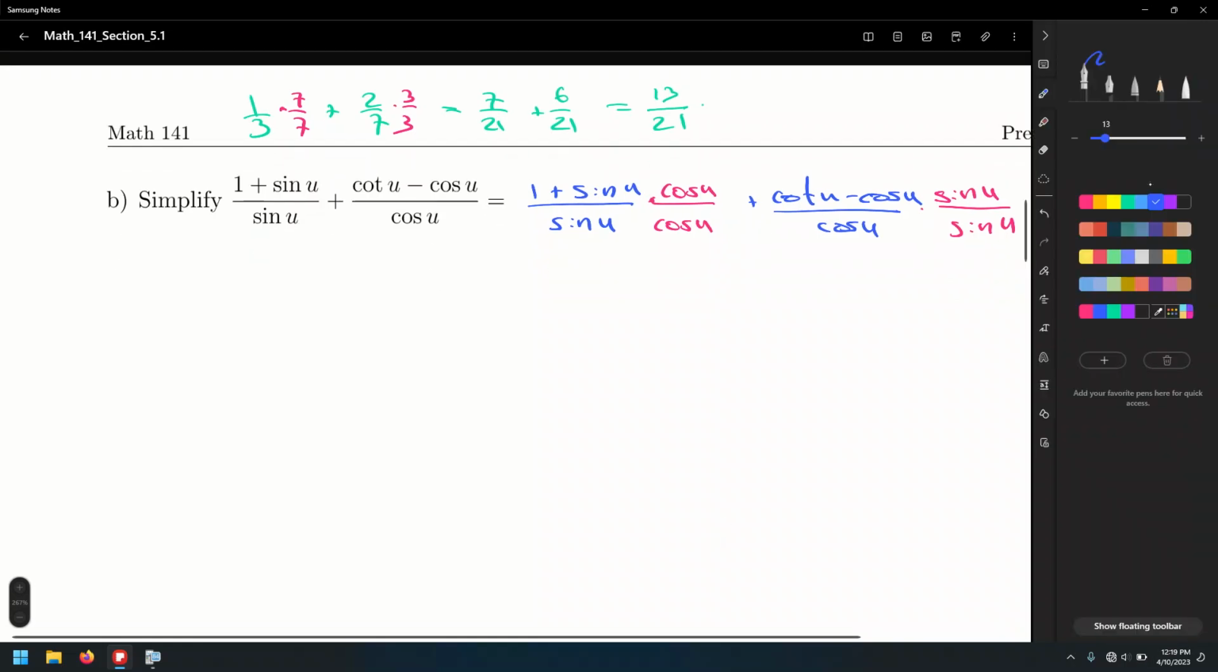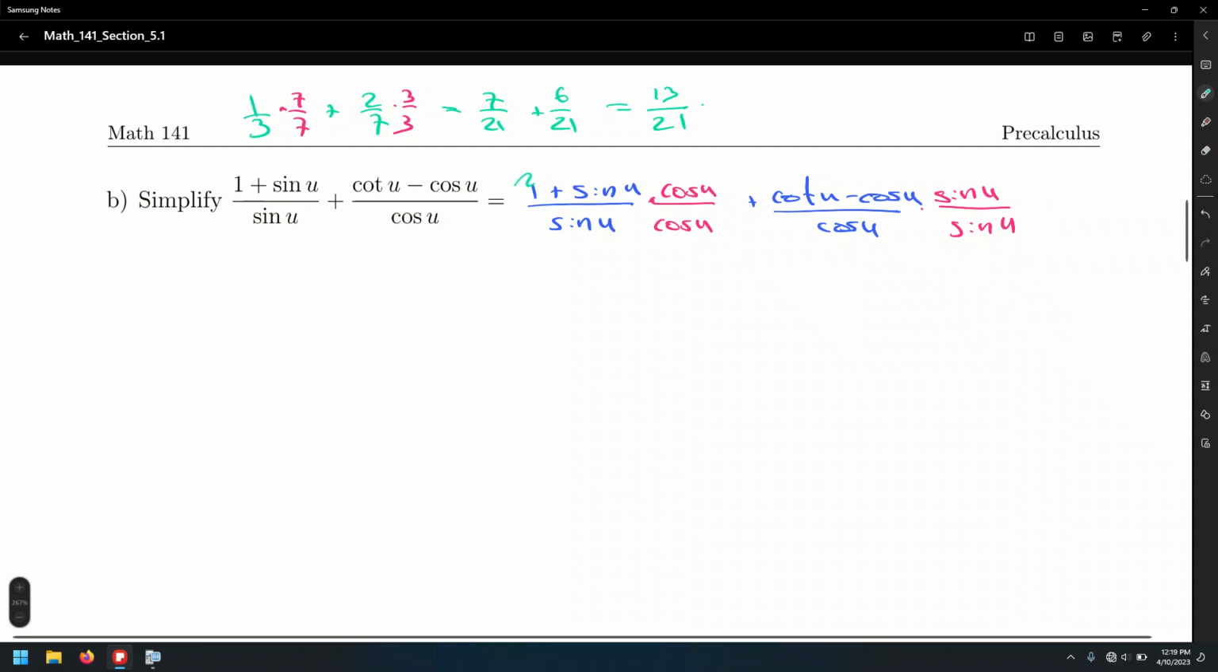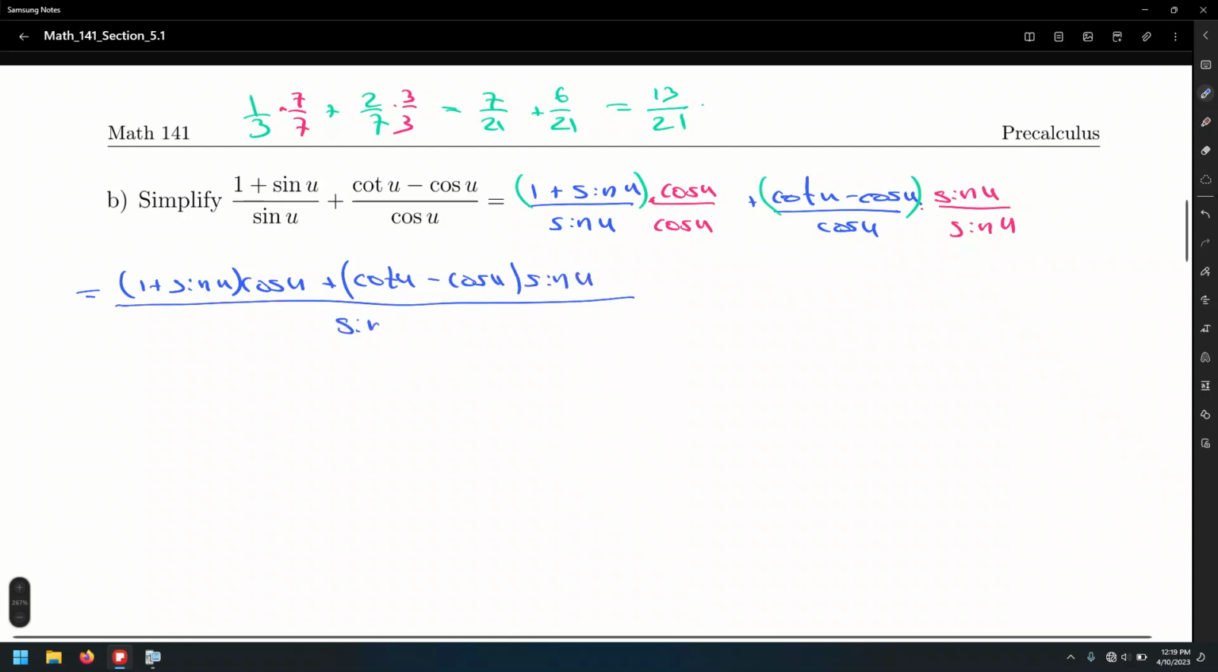So this is what we're going to do. I would like to put parentheses around this. Be careful. Put parentheses around this, and I'm going to go like this. So this will be 1 plus sine u times cosine u plus cotangent u minus cosine u times sine u. The whole thing divided by sine u cosine u.